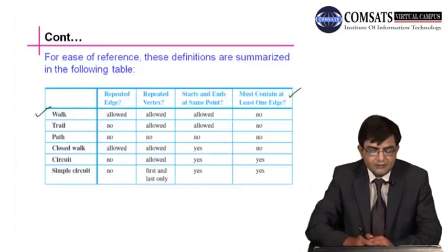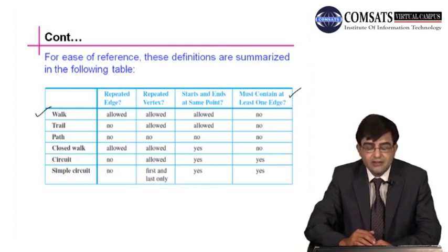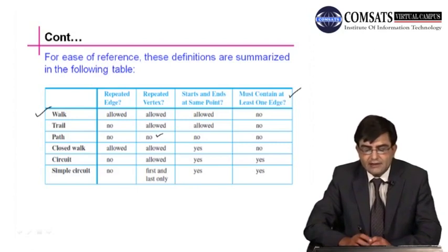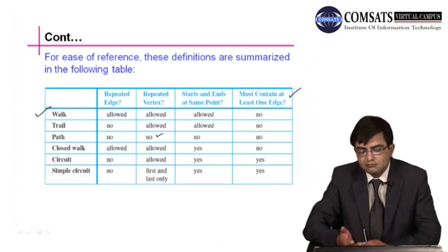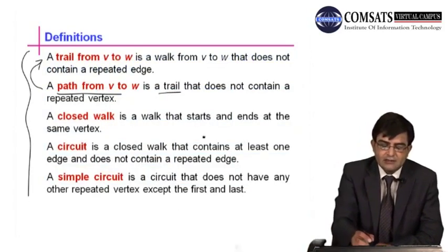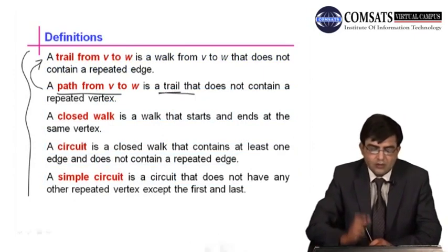Next is the definition of path. In a path, first of all, a path should be a trail, that is it should not contain any repeated edge, and further, it should not contain any repeated vertex. So here we have no... In a trail, the starting and ending point may be the same. Here, the starting and ending point must not be the same, as a path doesn't contain a repeated vertex.